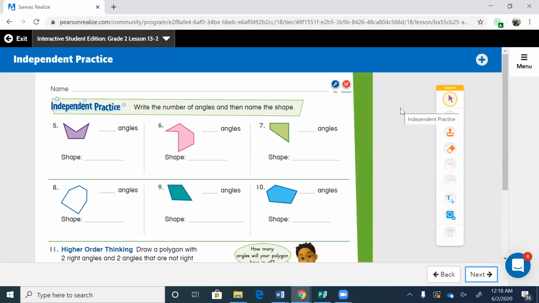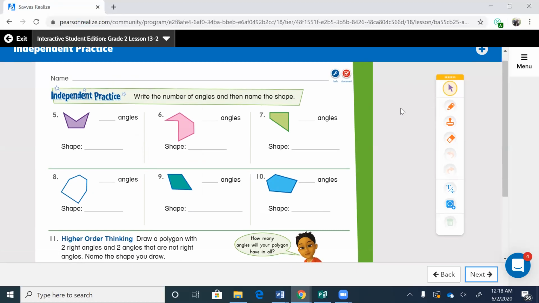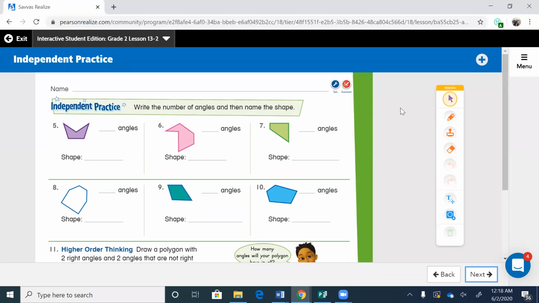All right, write the number of angles and then the name of the shape. Okay, now, these shapes, I don't know the name of all these shapes. Okay, well, we can count the angles. Here we go. For this one, 1, 2, 3, 4. Okay, it's 4, but that's not a square. It's not a triangle. Let's just call it a polygon. It's closed.